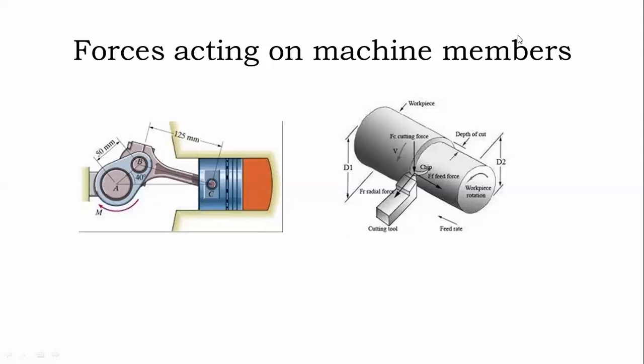We know that in theory of machines, we studied kinematics of machines. Now we are studying the dynamics of machines. In kinematics of machines, we studied the mechanism and its motion. Now in dynamics of machines, we'll be studying the mechanism but not its motion. We'll be studying the mechanism with the forces acting on various links.